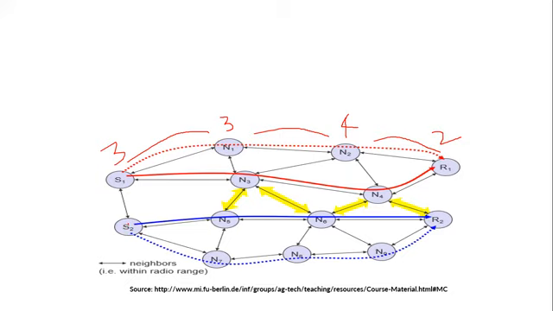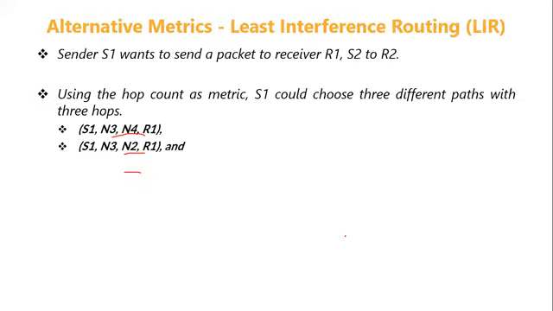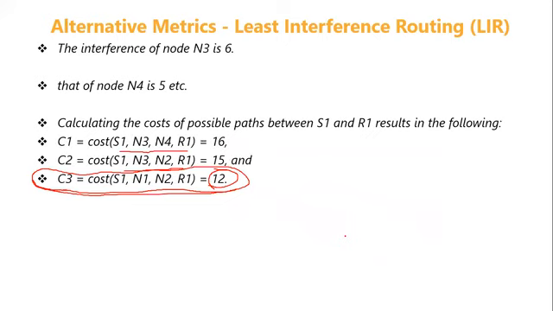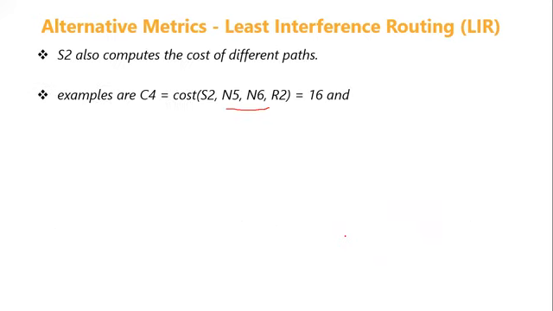So the interference value for S2 is 1, 2, and 3. For N5 is 1, 2, 3, 4. For N6 is 1, 2, 3, 4, 5, 6. For R2 is 1, 2, 3. So you just add all these things. 4 plus 3, 7. 7 plus 6, 13. 13 plus 3, 16. So the cost of that particular path is 16.